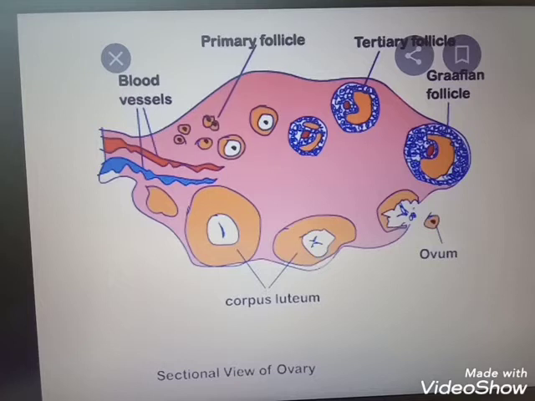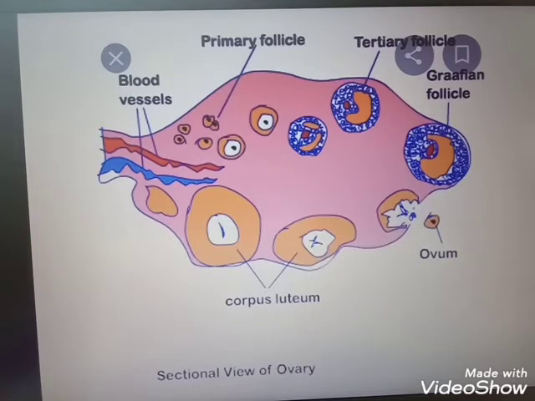The Graafian follicle ruptures to release the secondary oocyte from the ovary by the process known as ovulation. So the release of the ovum is the process known as ovulation. After ovulation, the ruptured follicle promptly fills with blood, forming a corpus hemorrhagicum. The granulosa and the theca cells of the follicle begin to proliferate, forming a yellowish solid mass of cells called the corpus luteum, which secretes the hormone progesterone.